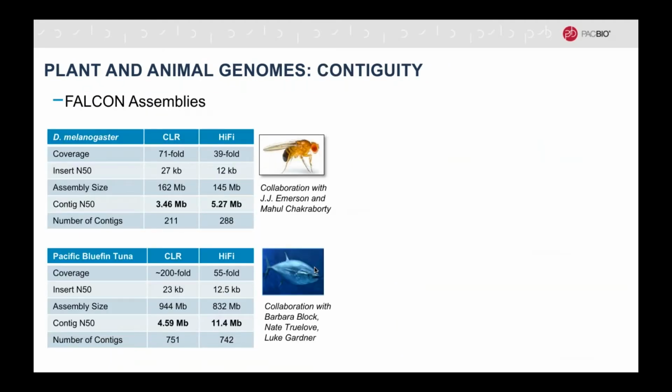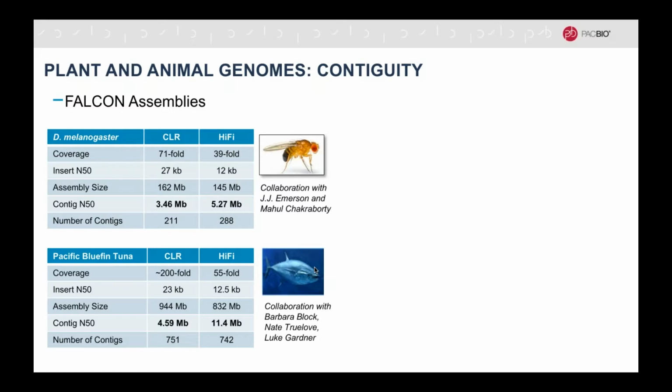Now let's turn to contiguity in the plant and animal genomes. These are summary statistics comparing CLR and HiFi for the Drosophila data, as well as a Pacific bluefin tuna data set, which was collected in collaboration with Barbara Block, Nate Truelove, and Luke Gardner. All assemblies were done with Falcon. For these two assemblies, we can see that the HiFi assemblies are actually more contiguous than the CLR assemblies.